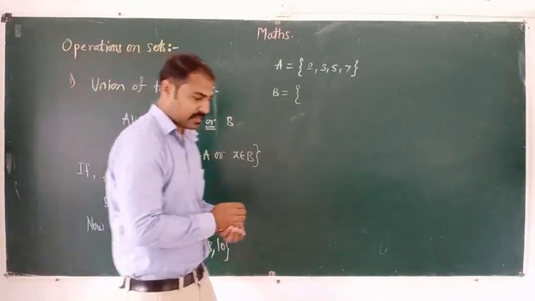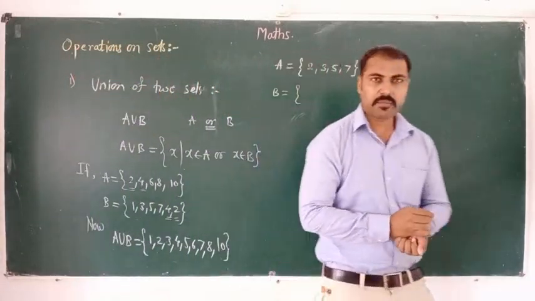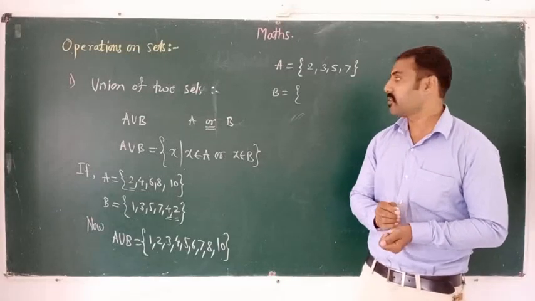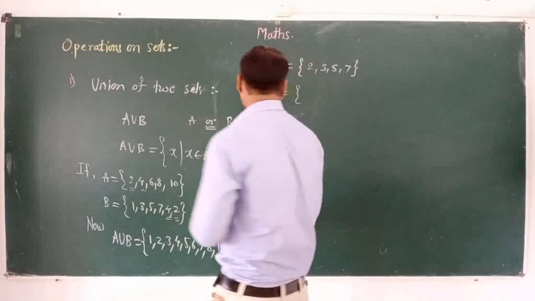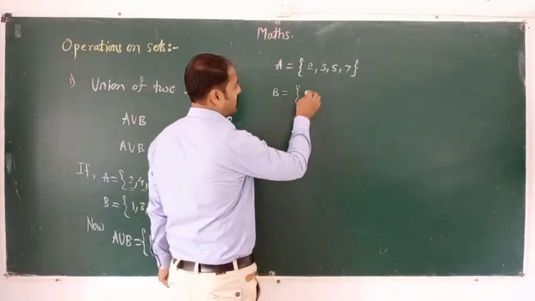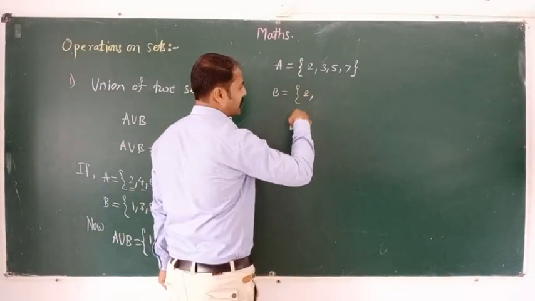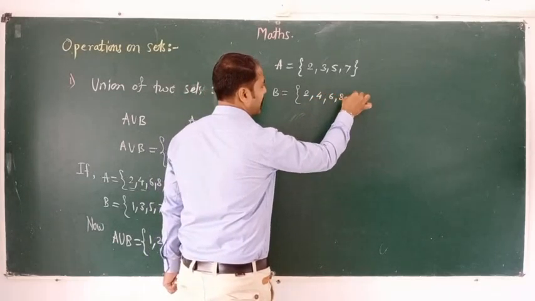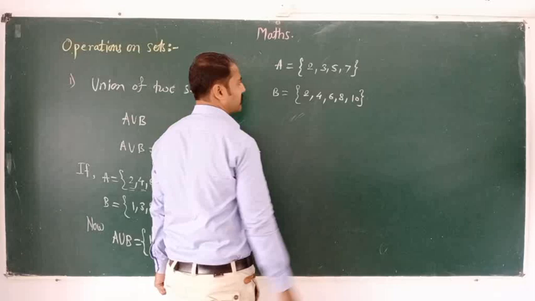Even natural numbers less than or equal to 10. So which terms are included here? 2, 4, 6, 8, 10.